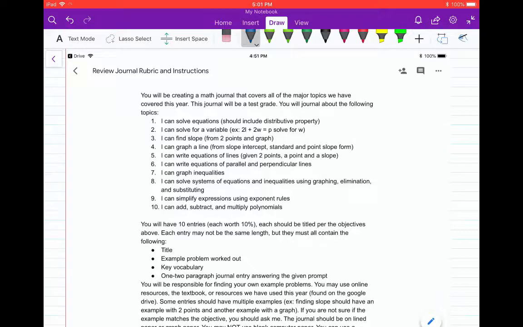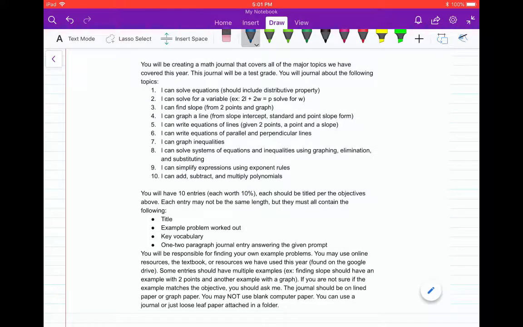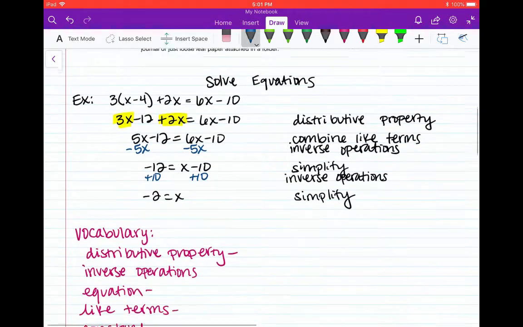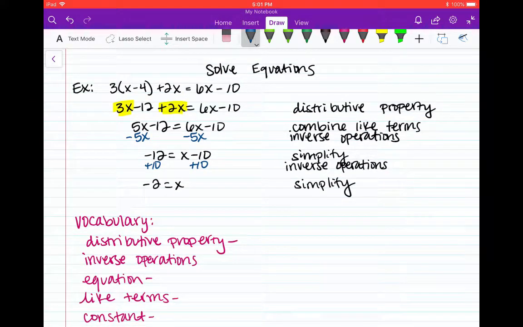And so I've already talked to you about that there are 10 objectives, and each objective is worth 10 points. Each objective has 4 things: a title, an example problem, key vocabulary, and then a journal entry. I've done sort of an example here with the first objective, which I've titled Solve Equations. So you can come up with the title. It obviously should give me an indication of which objective it is.